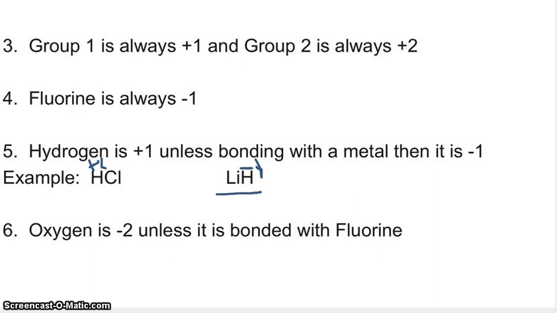6. Oxygen is -2 unless it's bonded with fluorine. Again, oxygen is the second most electronegative element, so it's always going to be -2 unless that rare situation when you see it with fluorine. In that case, it's going to change because fluorine is more electronegative, so it actually pulls on the electrons better than oxygen. So oxygen's oxidation state will change.